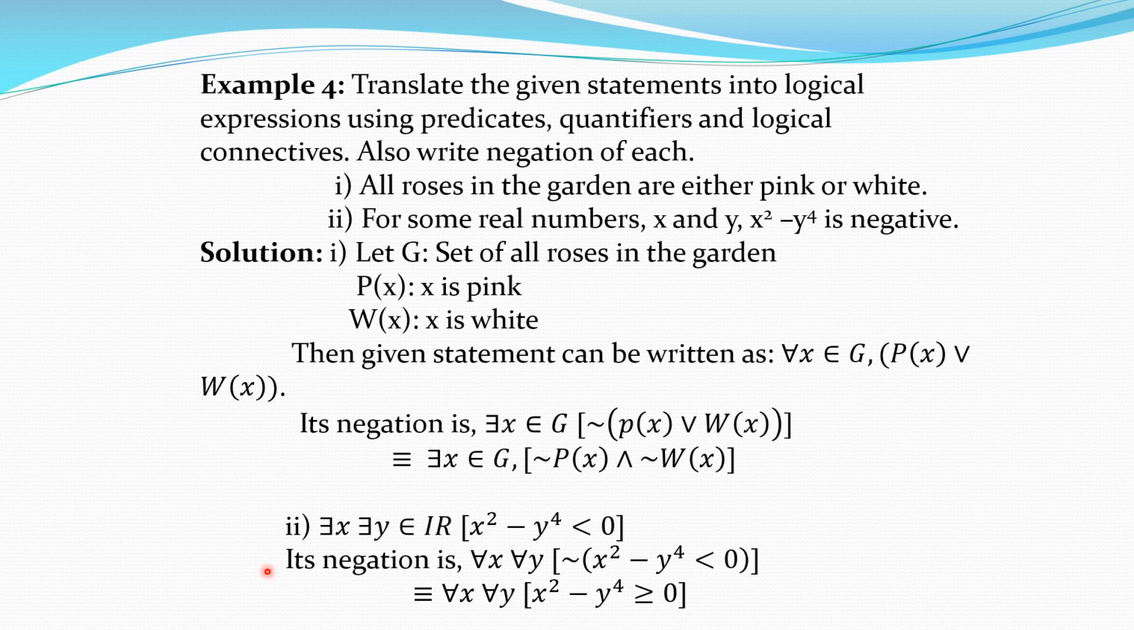0. Now we write its negation. So again negation of there exists is for all. So it is for all x, for all y in R. Now what is negation of less than 0? Not less than 0 means it may be greater than 0 or equal to 0. So it is for all x, for all y in R, x square minus y raised to 4 greater than or equal to 0.